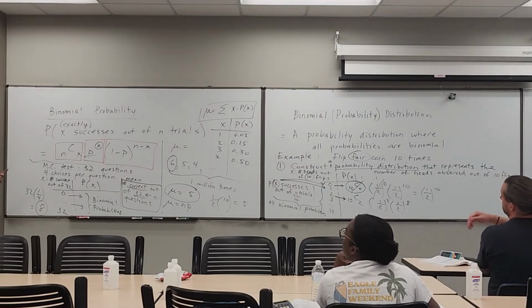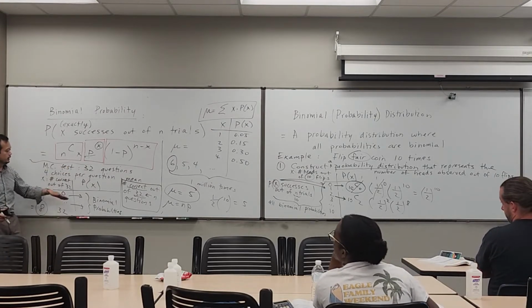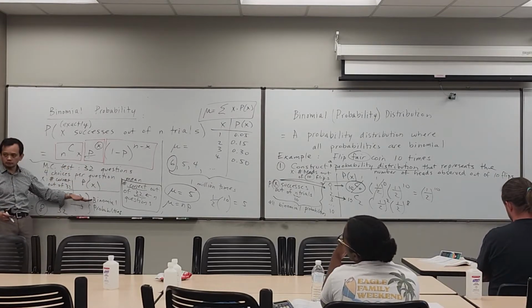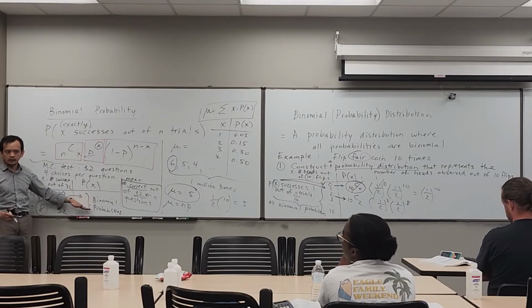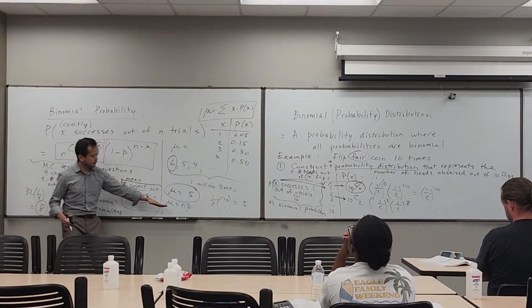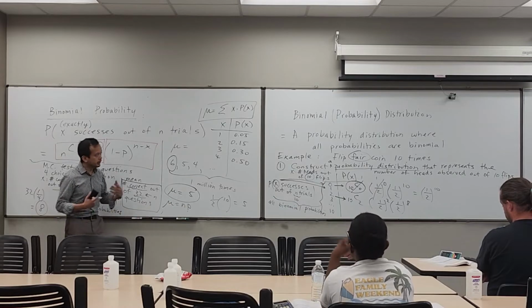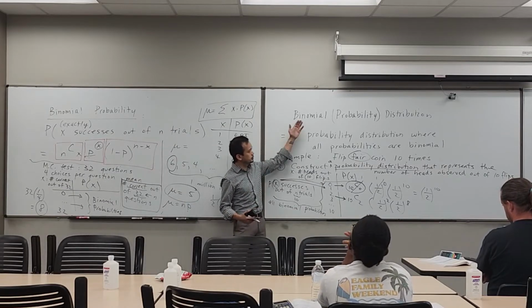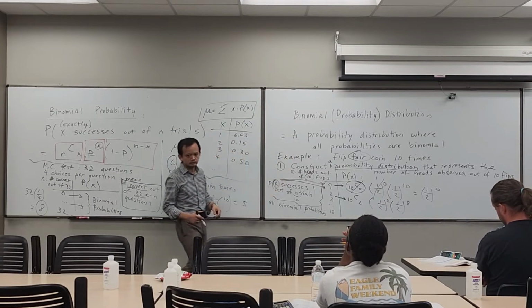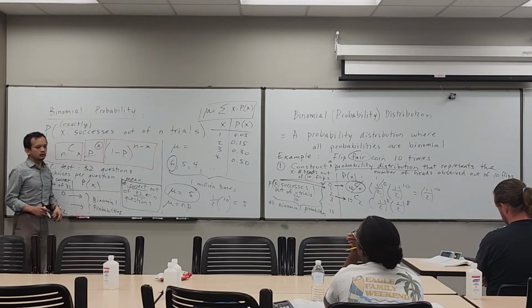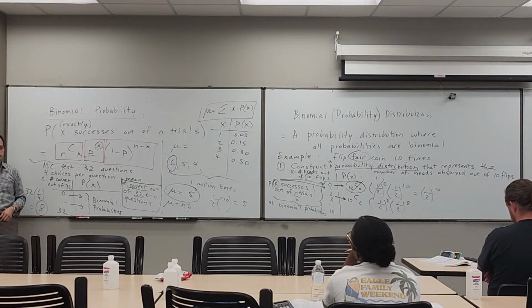But the hard part is recognizing that the situation is a binomial probability distribution where all these probabilities are binomial. And only in that case can you use this formula n times p. So only in the special case when the probability distribution is binomial. Any questions?